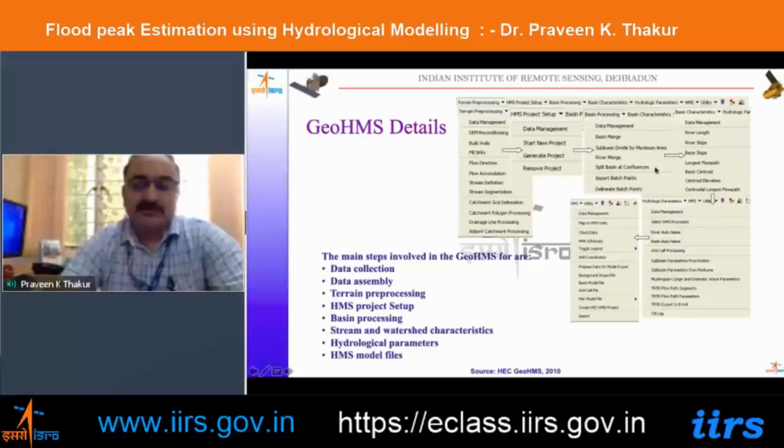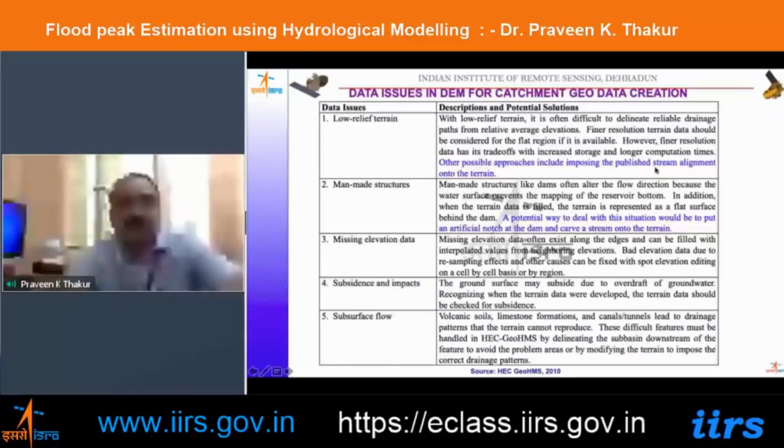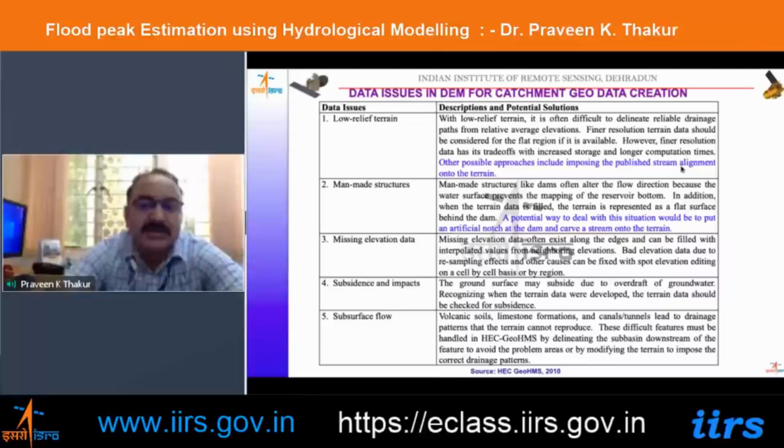So for the digital elevation models, as I told, you may have to use the existing stream data, or you can use the latest satellite image and digitize the river systems, and do the stream burning or the DEM reconditioning options. And the man-made structures, although there are options available in the HMS model to represent all kinds of man-made structures, including culverts, barrages, and dams, still, if you want to represent those actually in the digital elevation model, you can generate the V-notch kind of structure into the terrain.